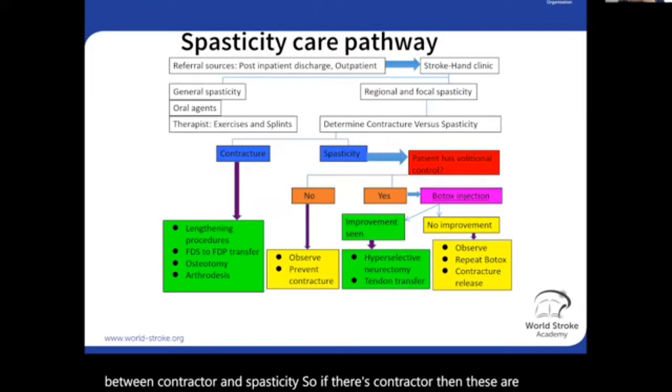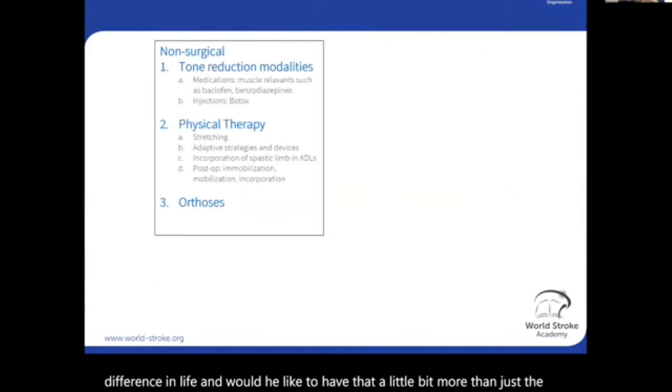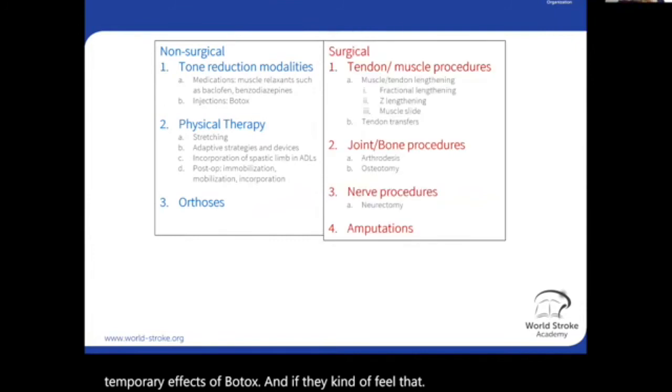And then we look at whether they have volitional control. Obviously, if there's no volitional control, then there's very little that we can do from surgical intervention. We will continue with the rehabilitation. But if there is volitional control, then we will do a trial of Botox injection to see whether they have improvement. And we ask the patient whether that really made a difference in his life, and would he like to have that a little bit more permanent than just the temporary effects of Botox. And if they feel that, then we consider selective neurotomy. So here we have the various non-surgical and surgical options.